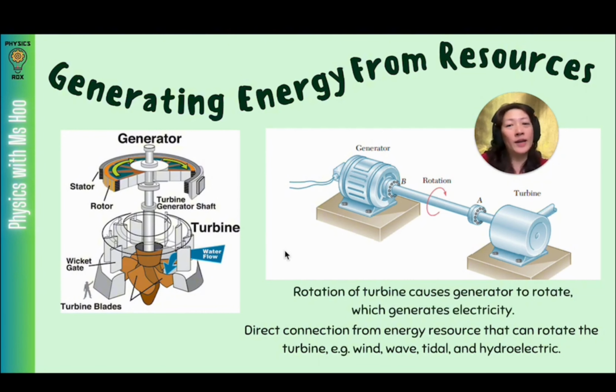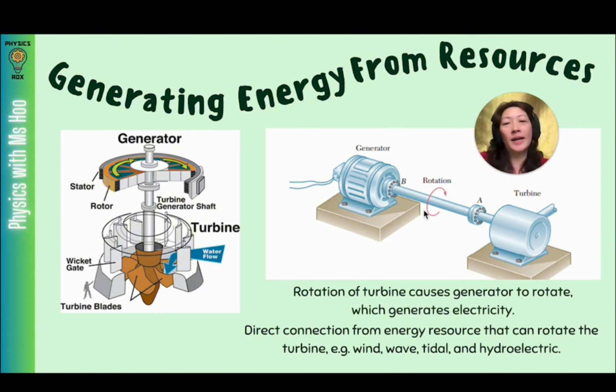Usually, in order to be able to harness that energy, we would need to connect a turbine to a generator. The rotation of the turbine will cause the generator to rotate. So inside the generator is where we have the electromagnets and the coil, and that is what will generate electricity. So the reason why we need the turbine is because usually we would need to convert the kinetic energy from those resources into electrical energy.